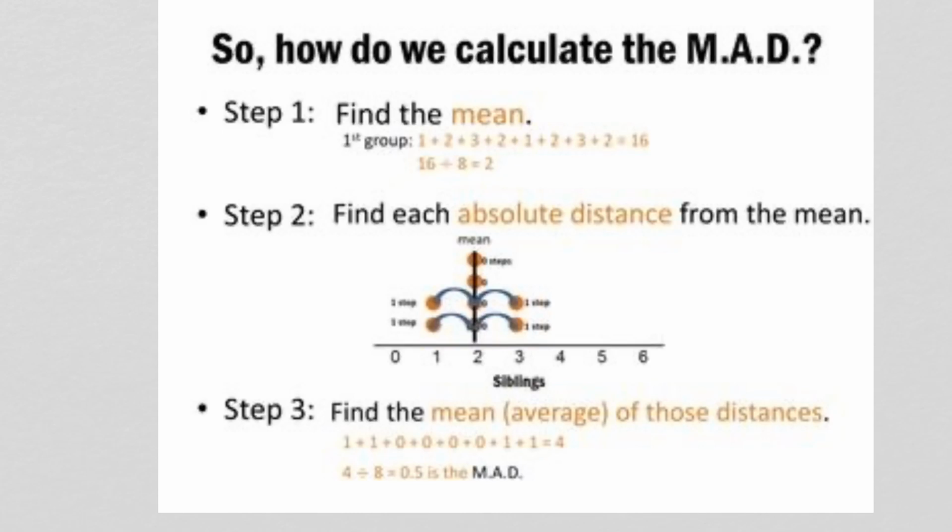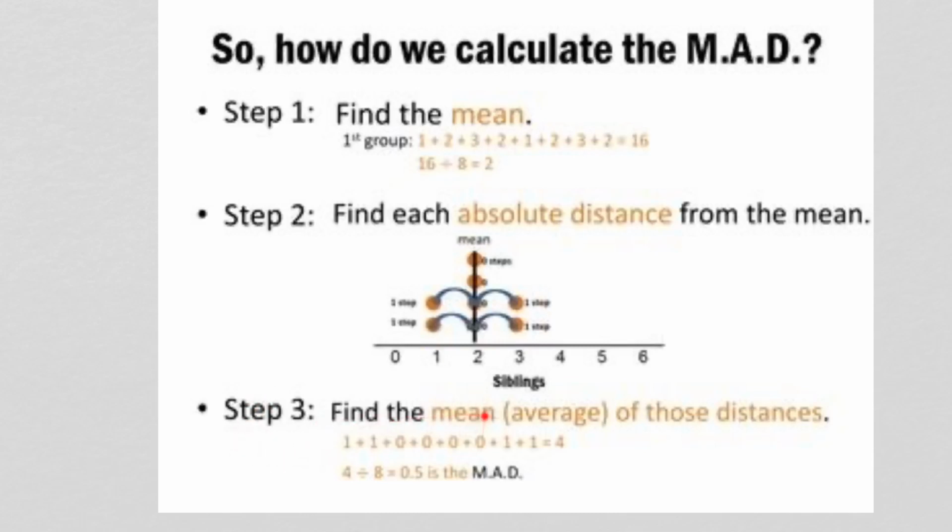So just as a quick review, how do we calculate the MAD? Step 1, find the mean. You want to add up all your numbers in your data set. You want to divide by the total amount of actual numbers. So you'll add them up and then you'll count how many numbers are actually there. Step 2, find each absolute distance from the mean. This does not include negative numbers. We want to find out the distance from the number to its mean. So where the mean is in the data set.